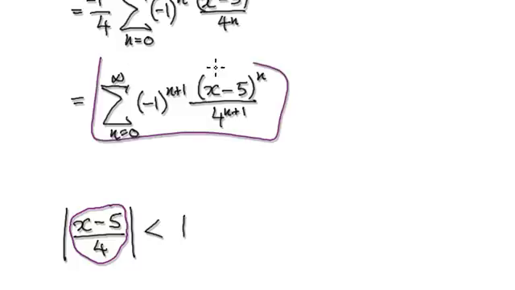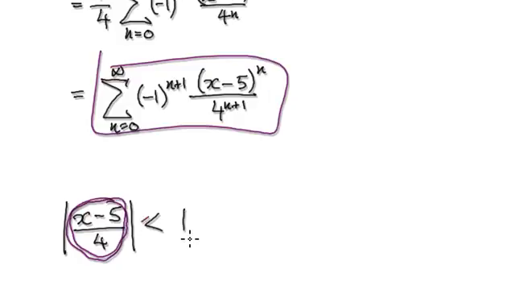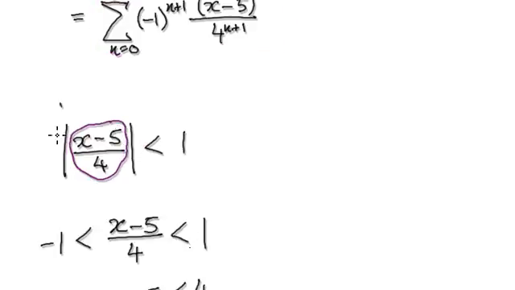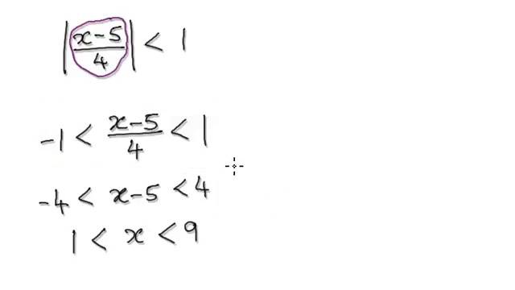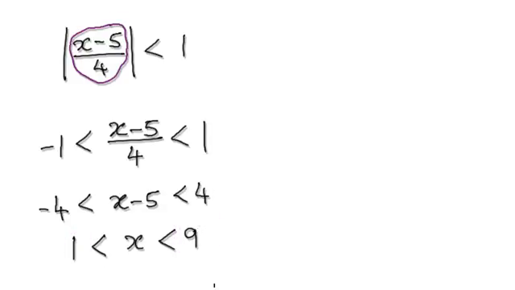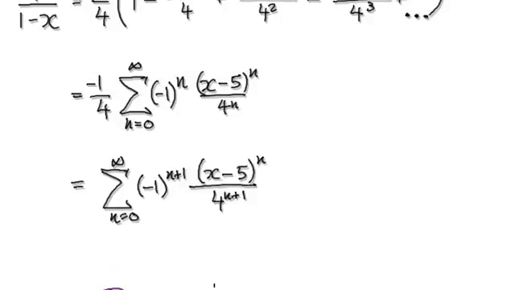So our series here will represent our function if the modulus of the bubble is less than 1. So now whenever you see this, you can translate it to this. Now times everything by 4, and so on. So our series will represent our function in between 1 and 9. Okay. So this is our series.